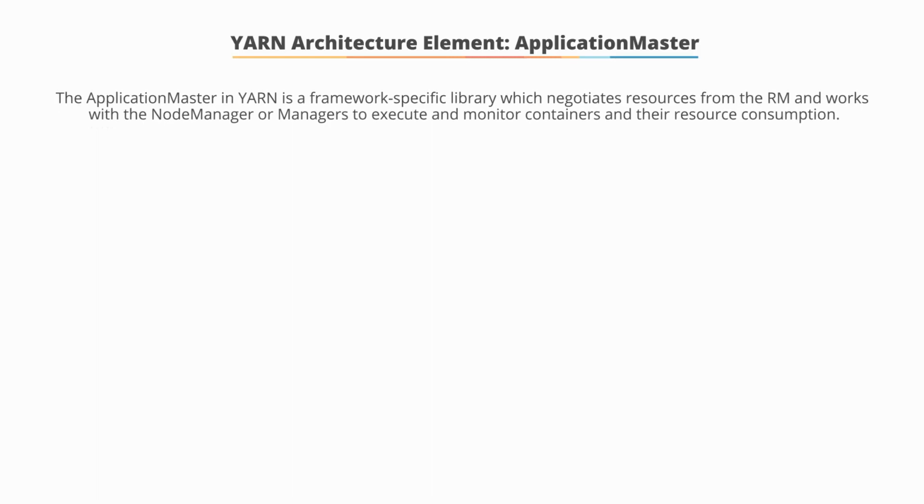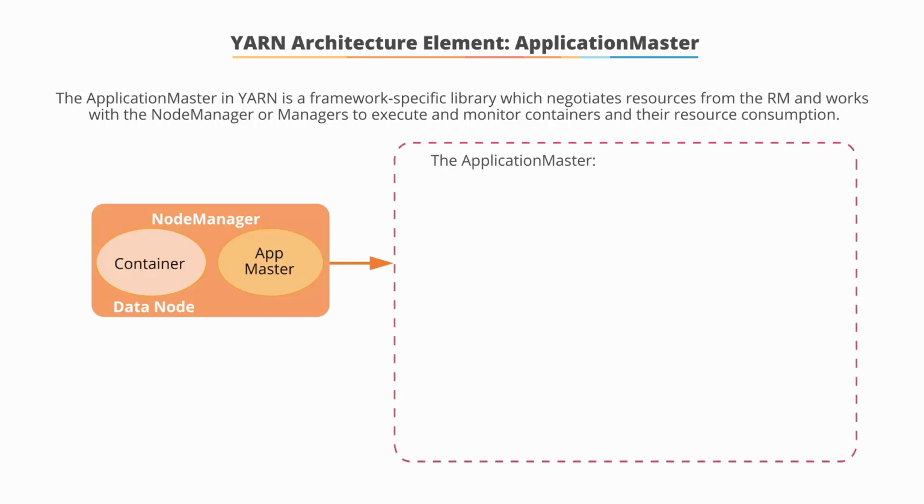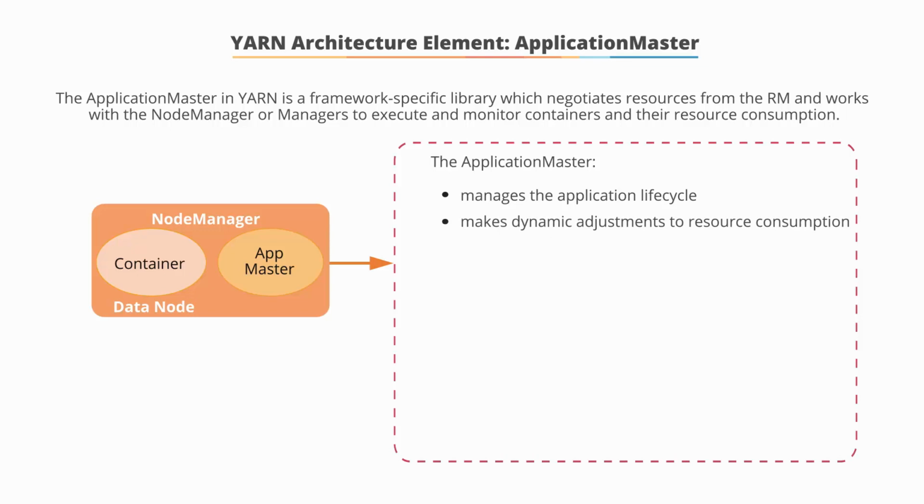The second element of Yarn architecture is the application master. The application master in Yarn is a framework-specific library which negotiates resources from the RM and works with the node manager or managers to execute and monitor containers and their resource consumption. While an application is running, the application master manages the application lifecycle, dynamic adjustments to resource consumption, execution flow, faults, and also provides status and metrics.